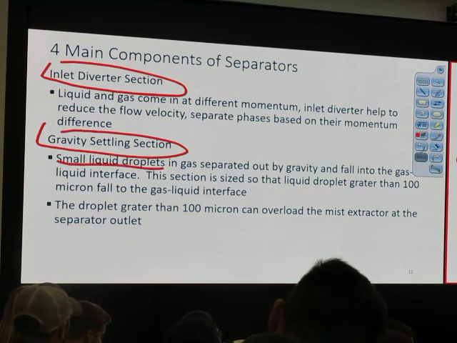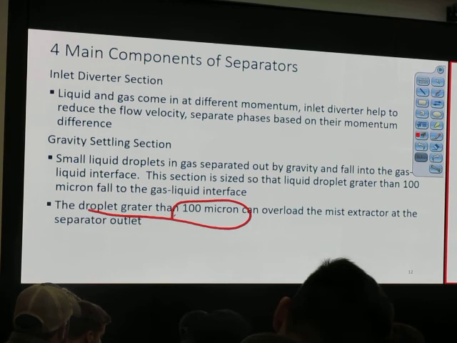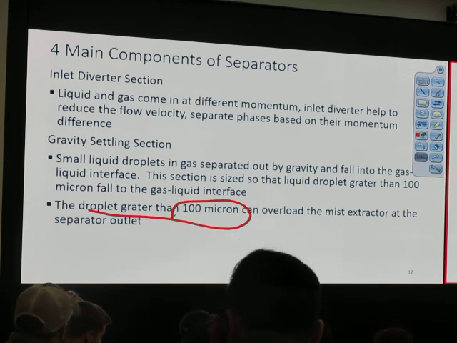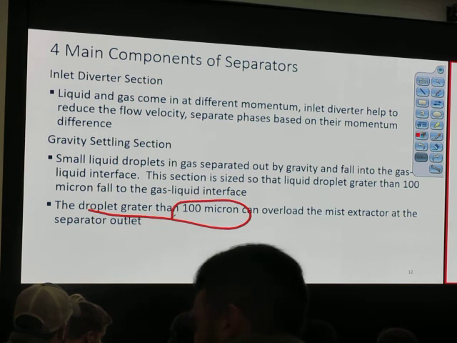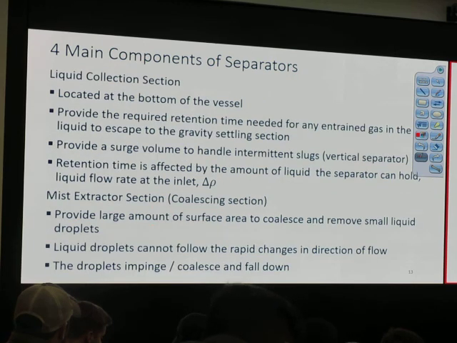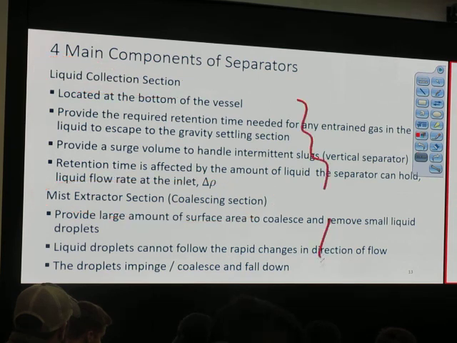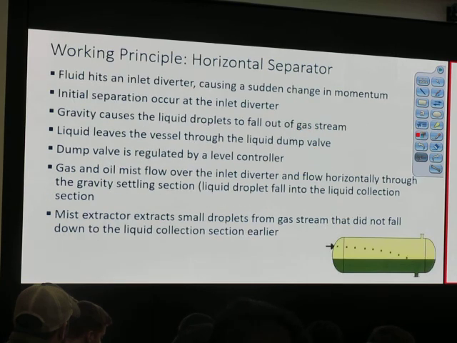Okay, there are some numbers to be aware of or to memorize. Droplets greater than 100 micron are bad for the mist extractor. So we try to separate everything that is more than 100 micron before it reaches the mist extractor. Okay. So another main component is the liquid collection section, the mist extractor section. Of course, you will read those, right? Good. You do the reading because I can't read it for you, but I know that you can read it.